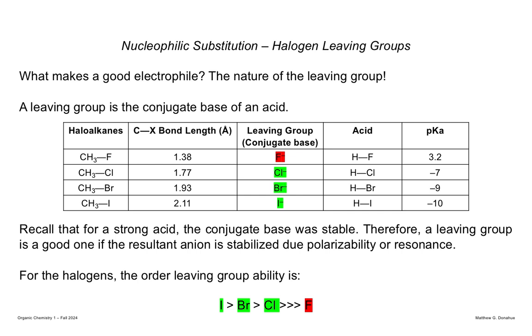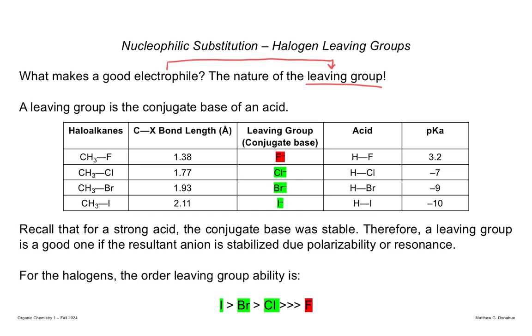So that's basically a good lead-in for this slide. The question is, what makes a good electrophile? And so the connection here is, again, the electrophile has the leaving group. So as part of the mechanism, the leaving group is always taking with it the electrons in the carbon-leaving group bond.